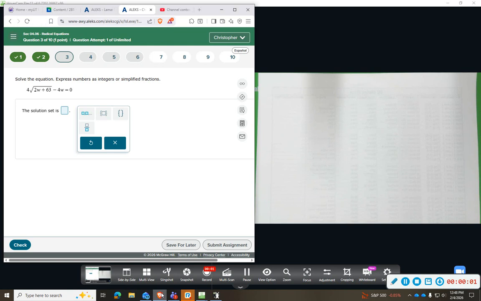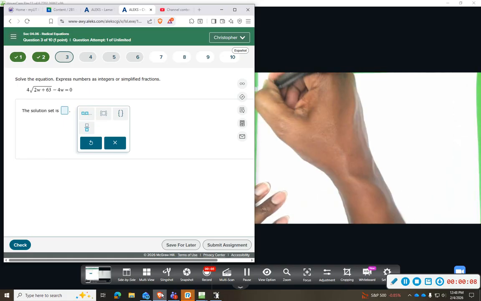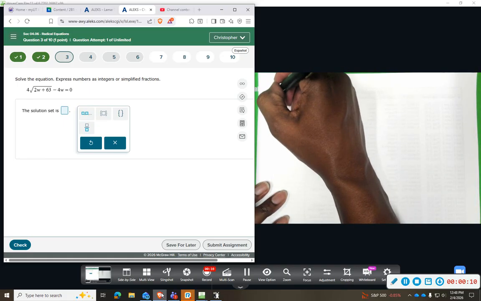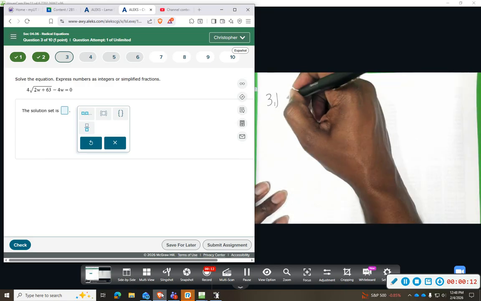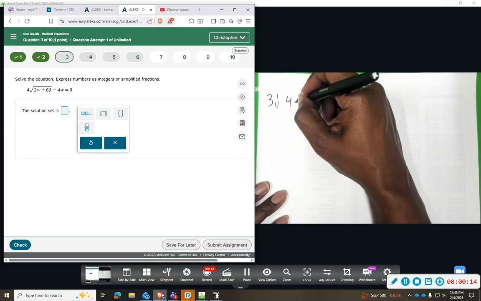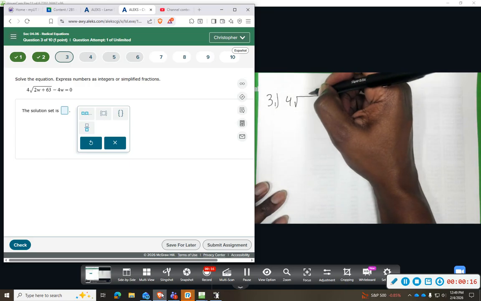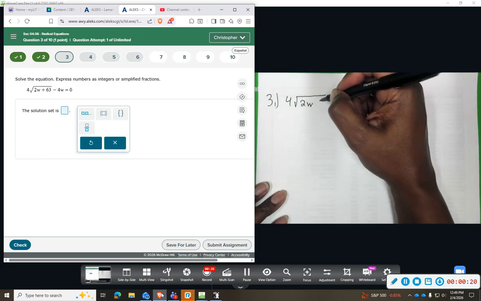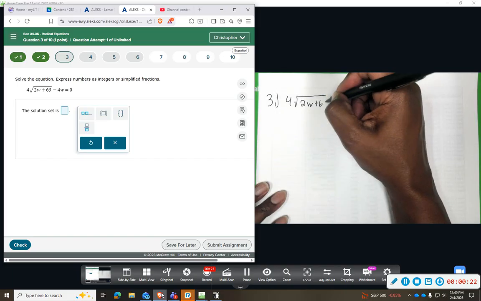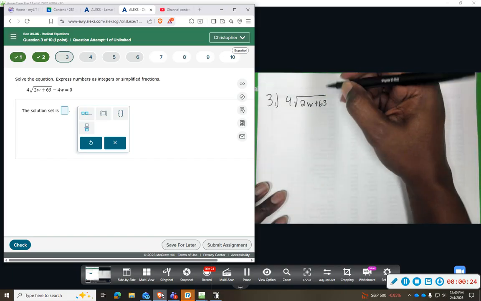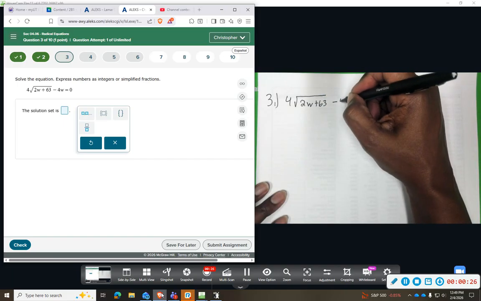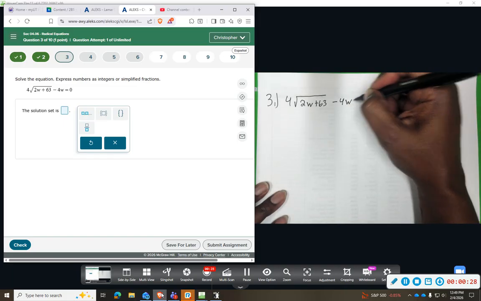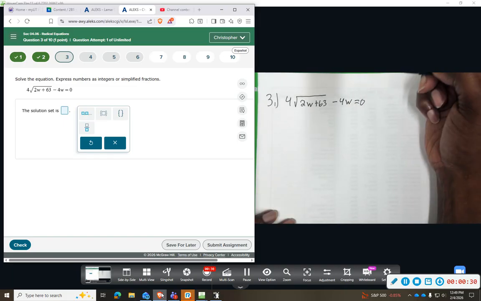All right, number 3, we're going to solve the equation and then also express numbers as integers or simplified fractions. So we have 4 square roots of 2w plus 63. And then outside of that square root, we have a minus 4w. And that's set equal to 0.